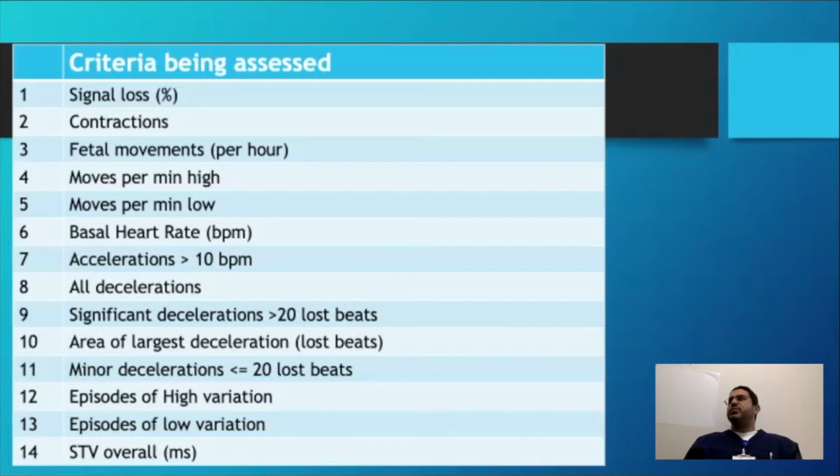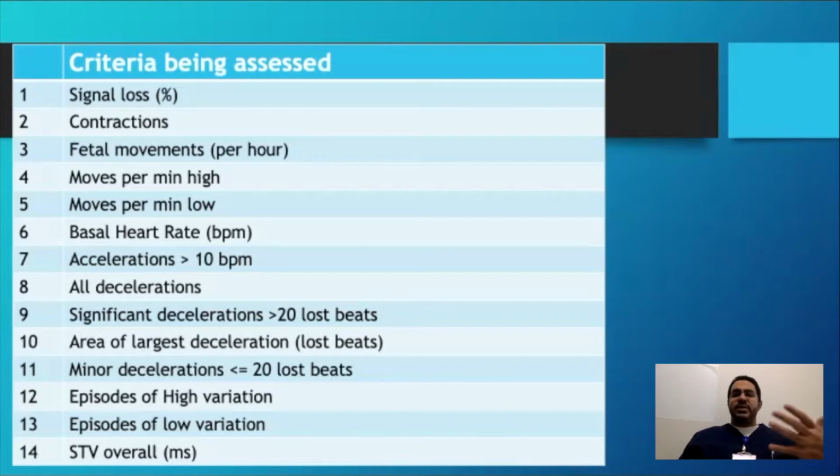Short-term variability is a completely different concept, and we will talk about that, and it's only expressed in milliseconds. You can only describe short-term variability in a trace of 60 minutes. You're not allowed, even though the machine prints it, you're not allowed to assess short-term variability in traces less than 60 minutes.